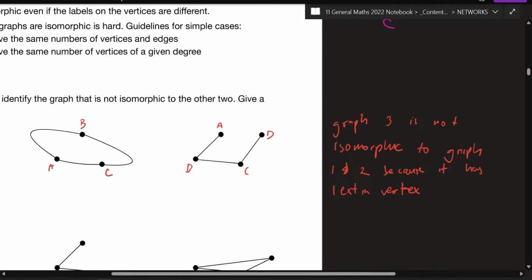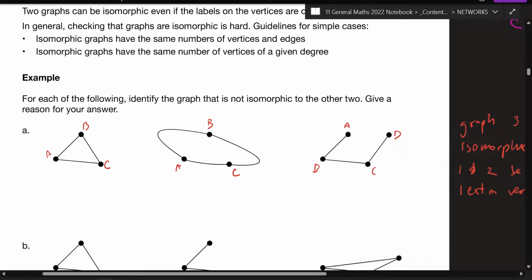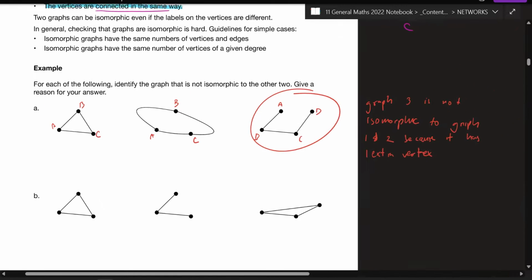Okay, you could also say, actually, it does have the same number of edges. So the same number of edges doesn't always necessarily mean they're the same. You just got to watch out for, the one that I like is just checking if they have the same number of vertexes, or vertices, sorry. Okay, thank you. So that's graph number 3. Let's look at the next one.